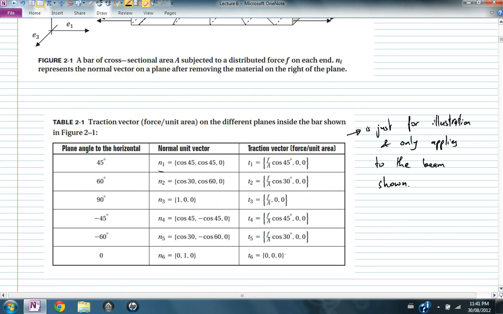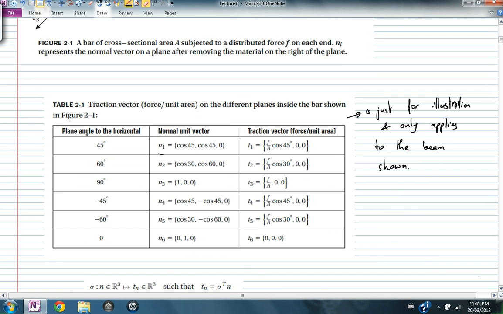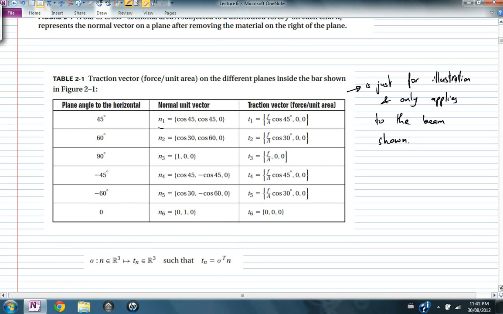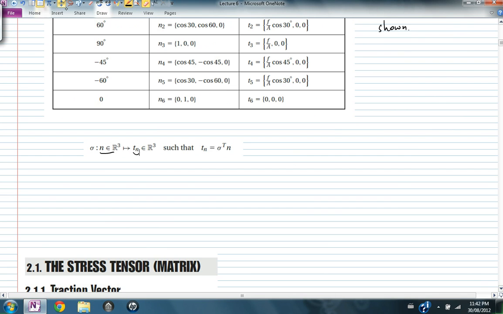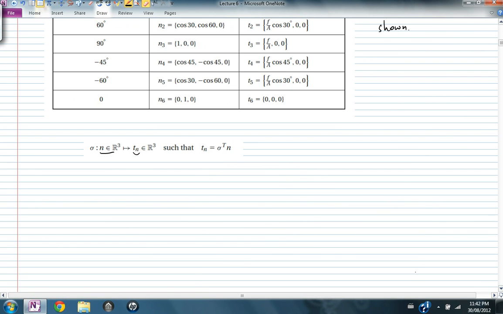So what we're going to show in the next little section is that we're going to describe the stress as a matrix. And what we understand is that a matrix is a linear map between Euclidean vector spaces. So we're going to present the stress as a linear map between an area vector called n and a traction vector called Tn, such that Tn is equal to sigma transpose n. So what does this mean?